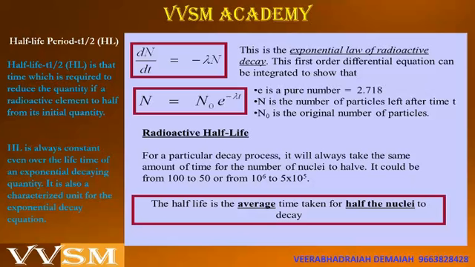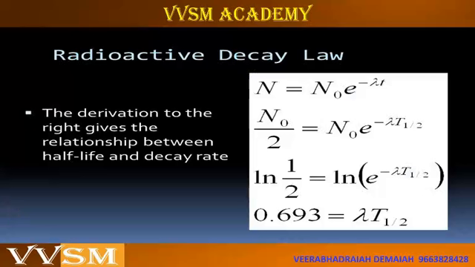For a particular decay process, it will always take the same amount of time for the number of nuclei to halve. The half-life is the average time taken for half of the nuclei to decay. Radioactive decay: N = N0 e^(-λt). The derivation to the right gives the relationship between the half-life and the decay rate.